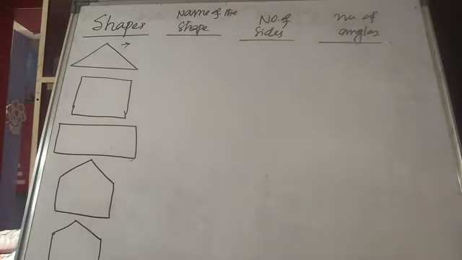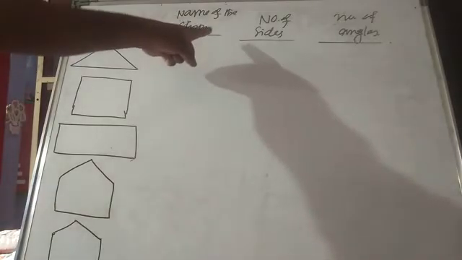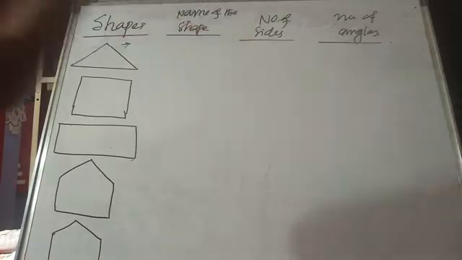See, look at the board properly. I have drawn a few shapes on the board. You see the shapes, and I have written something on the board. You see shapes, then the name of the shape, number of sides, number of angles.